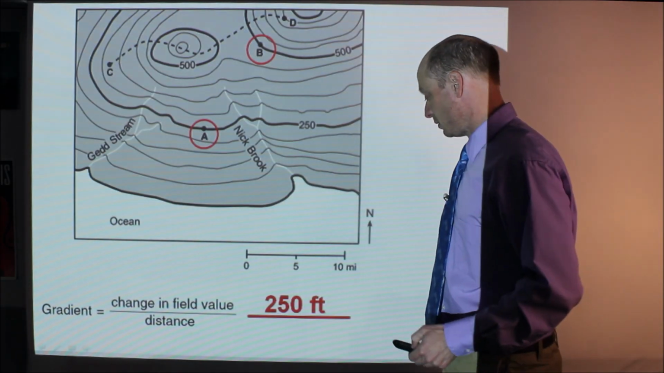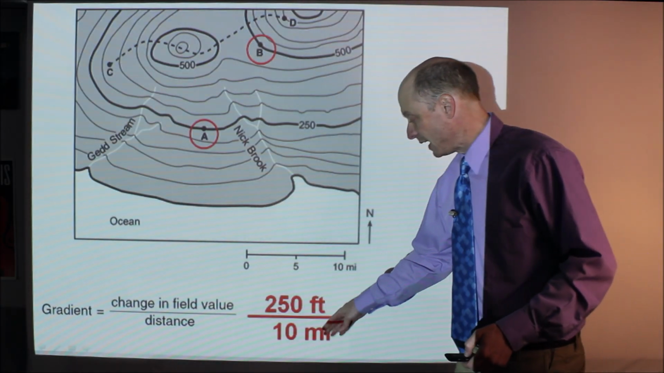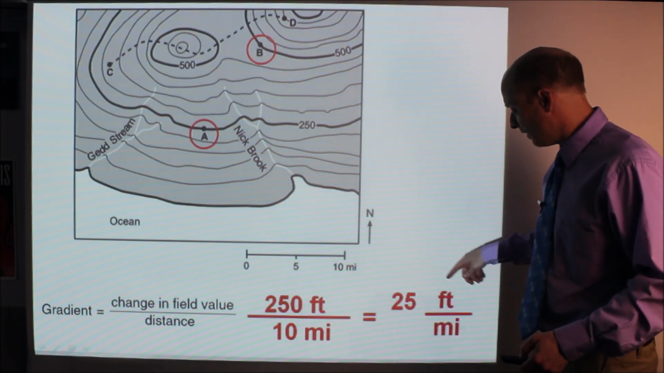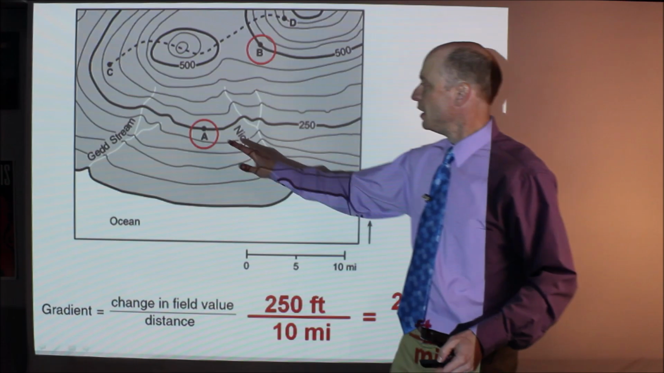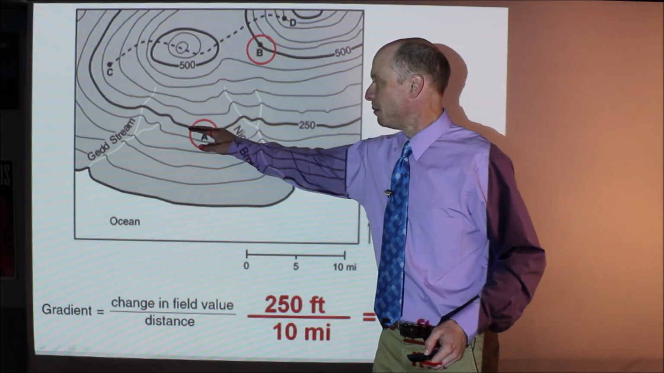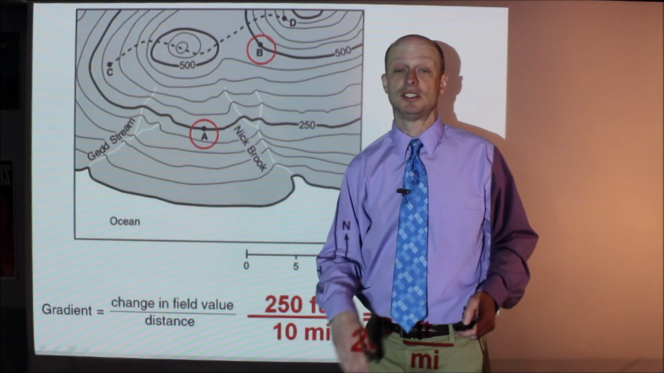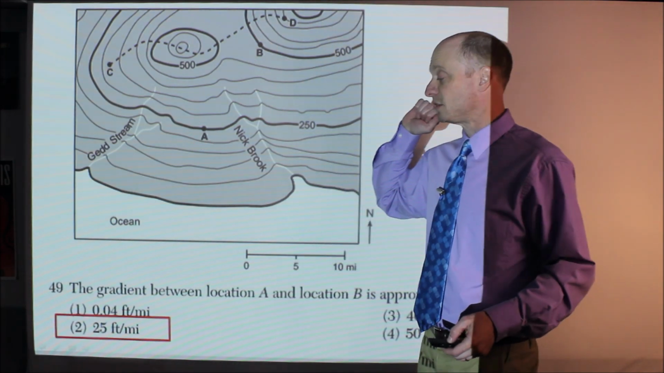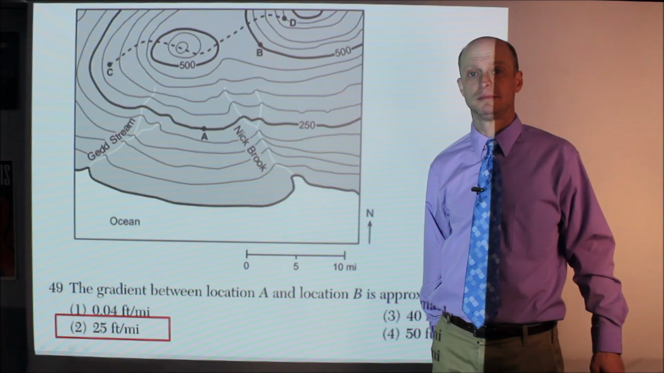So let's do the math here. 250 feet over 10 miles gives you 25 feet per mile. So for every mile that you go this way, elevation is going up by 25 feet. And therefore, that gives you answer choice number 2.